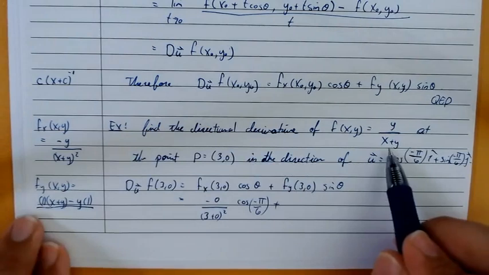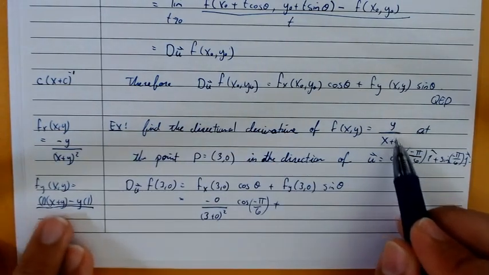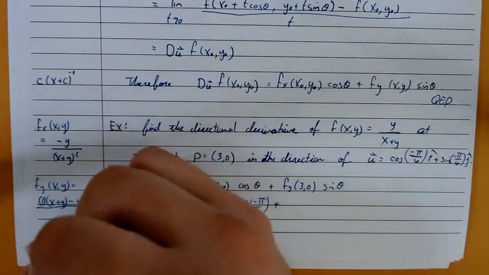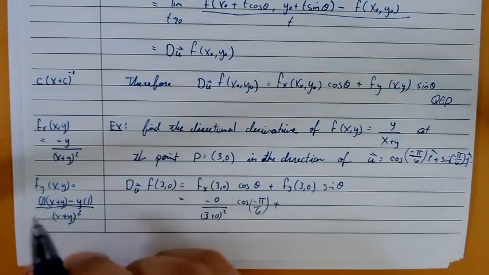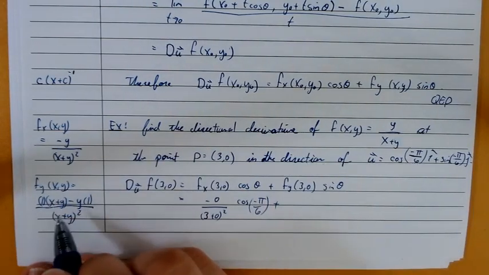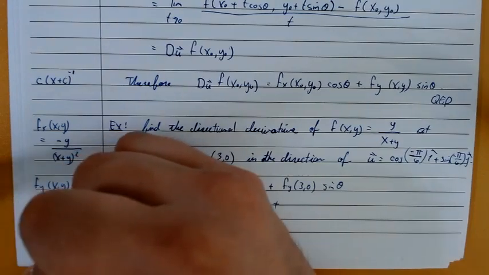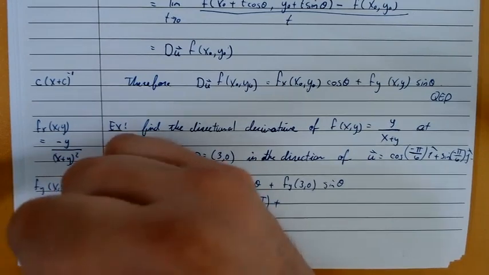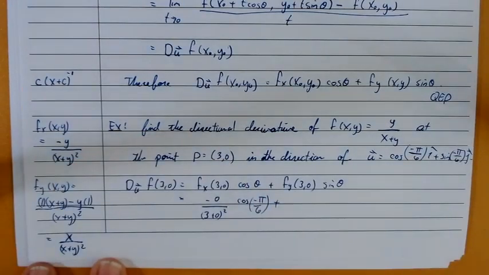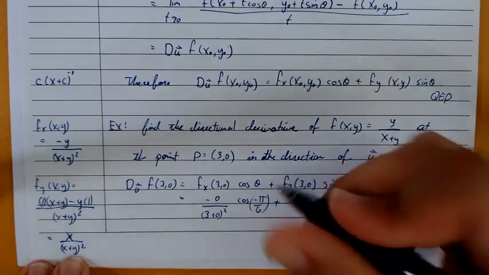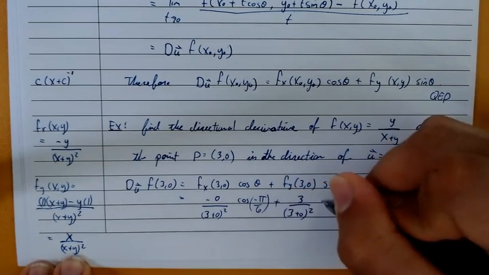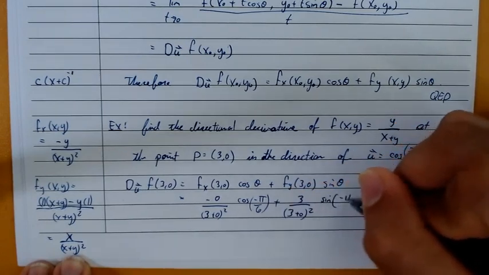So that's going to be the bottom times the derivative of the top minus the top times the derivative of the bottom, and all of that is divided by the square of the bottom. It's just the quotient rule. Okay, well, here the y's subtract away, so you're just left with x over x plus y squared. And so here we can go ahead and plug in 3 for x and 0 for y. That'll give us 3 over 3 plus 0 squared times the sine of negative pi over 6.